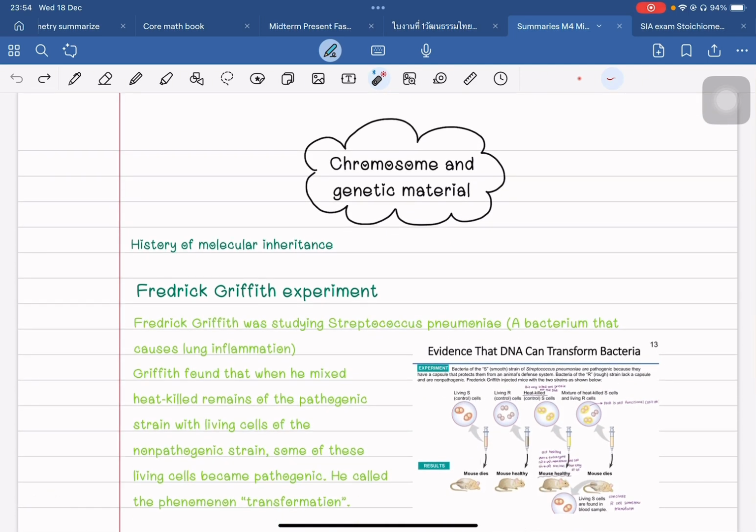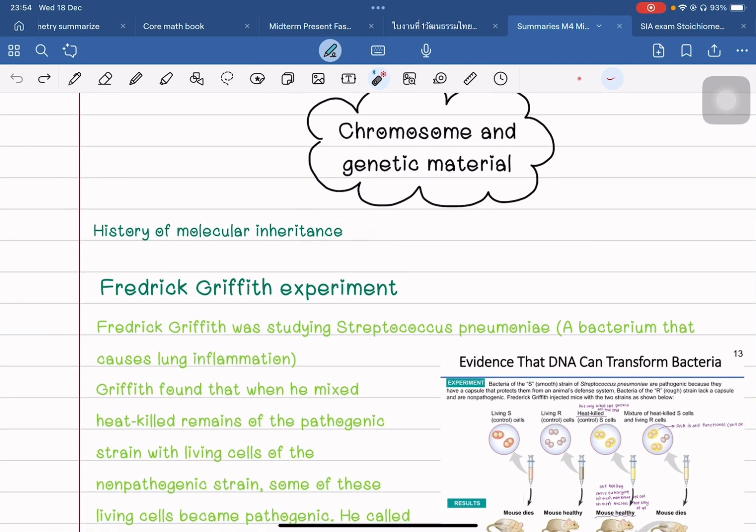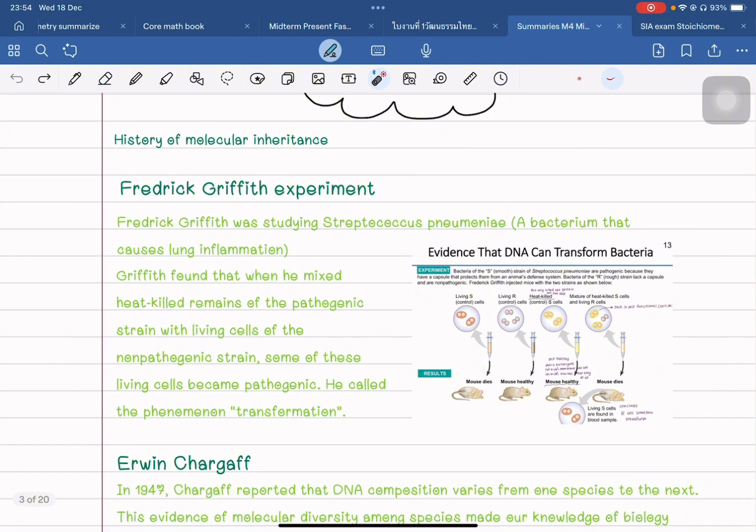Chromosomes and genetic materials. We're going to learn about the history of the molecular basis of inheritance. First is Frederick Griffith's experiment. Frederick Griffith was studying bacteria which can cause lung inflammation. Griffith found that when he mixed the heat-killed remains of pathogenic strains with living cells of non-pathogenic strains, some of these living cells became pathogenic, and he called this phenomenon transformation.